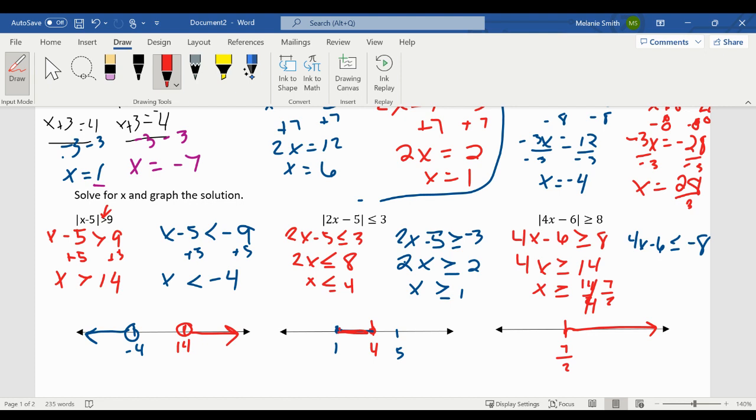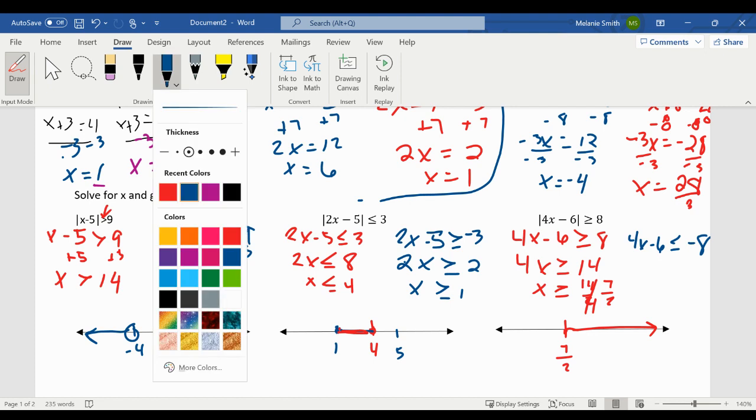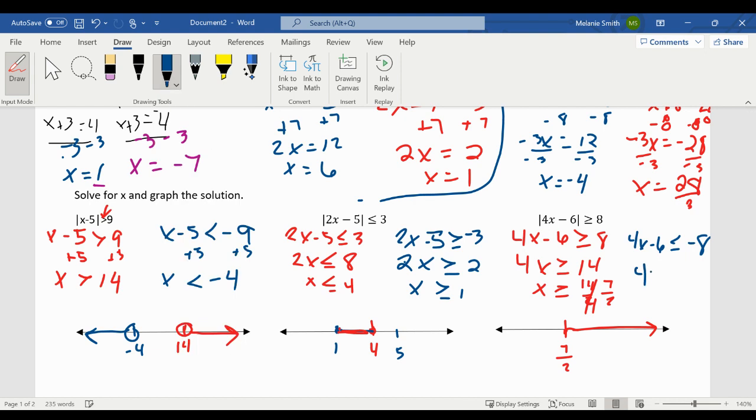Now, I'm going to solve the other one. I'm going to add 6 to both sides. So that's 4x is less than or equal to negative 2. So x is less than or equal to negative 2 fourths, which is negative 1/2. So I'm going to come over here, negative 1/2. And I'm getting a closed dot, and I want less than or equal to. So that'll be to the left.